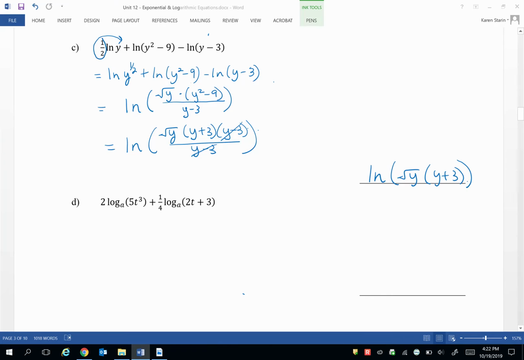That is accomplishing the instruction: write an expression as a single logarithm with a coefficient of 1 and simplify if possible.